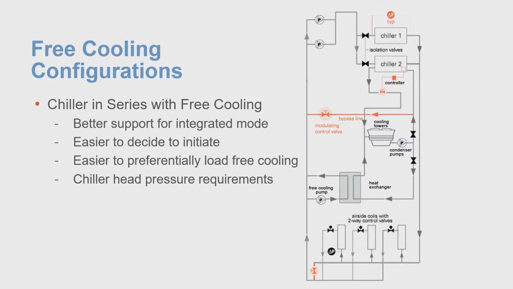This makes it easier to decide to initiate free cooling. The chillers will stay on until the load is fully handled. It also makes it easier to preferentially load the economizer because it sees the load first. It's also easier to accommodate the integrated economizer mode. Whatever load the economizer can't do is passed to the mechanical cooling equipment. We'll come back to that.